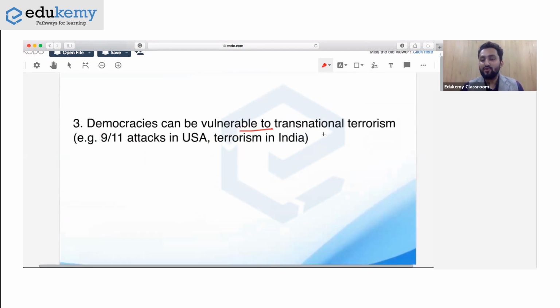Democracies can be vulnerable to transnational terrorism. It is said that, like the 9/11 attack in USA, terrorism in India. Now, when we compare to autocracy, it is said that autocracies are less vulnerable to transnational terrorism, because an autocratic government is not that much accountable to the people. So an autocratic government can channelize a huge amount of resources to fight against anyone who is taking a stand against that particular state. Okay. So this is one point.